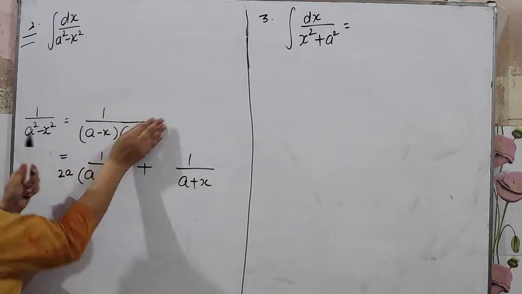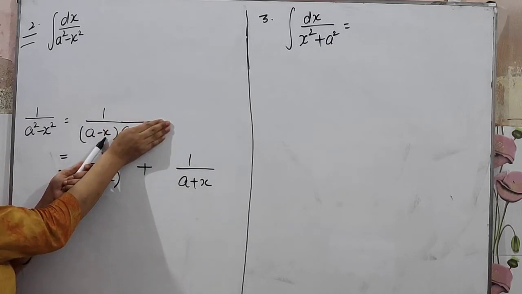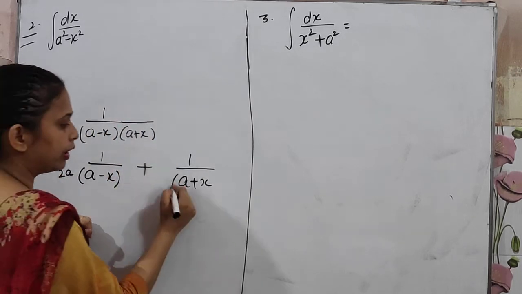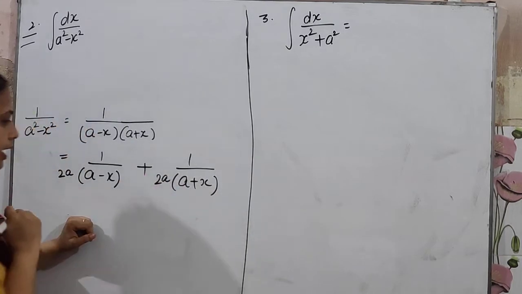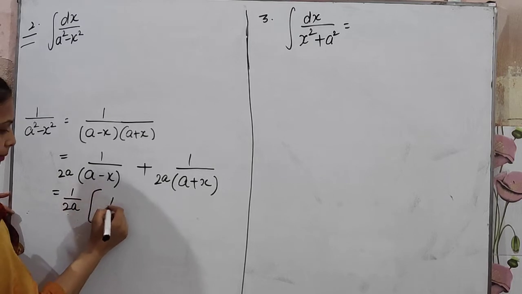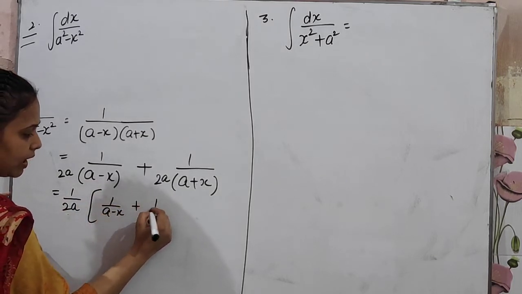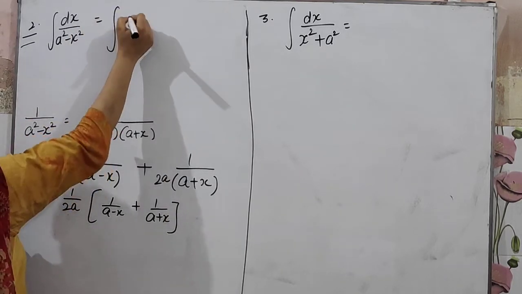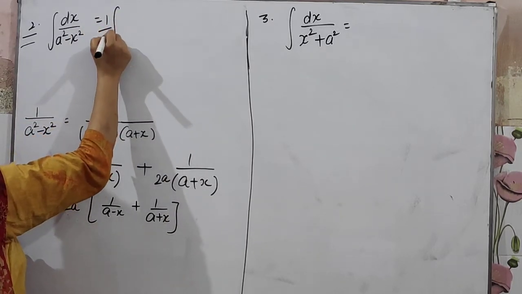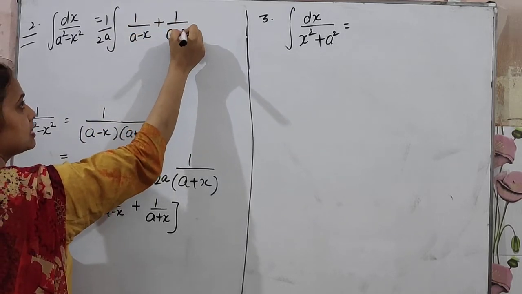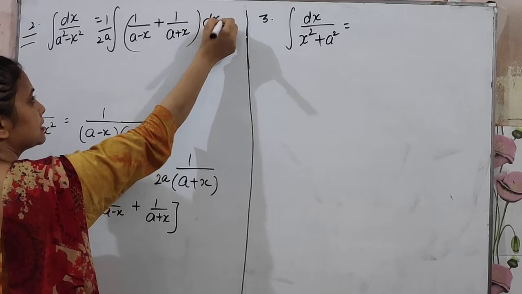A plus x will be 0 when x equal to minus a. So leave this factor. Put x equal to minus a here. A plus a equal to 2a. Now you can see again 1 by 2a is common. 1 by a minus x plus 1 by a plus x. So write it here. 1 by 2a outside, 1 by a minus x plus 1 by a plus x dx.